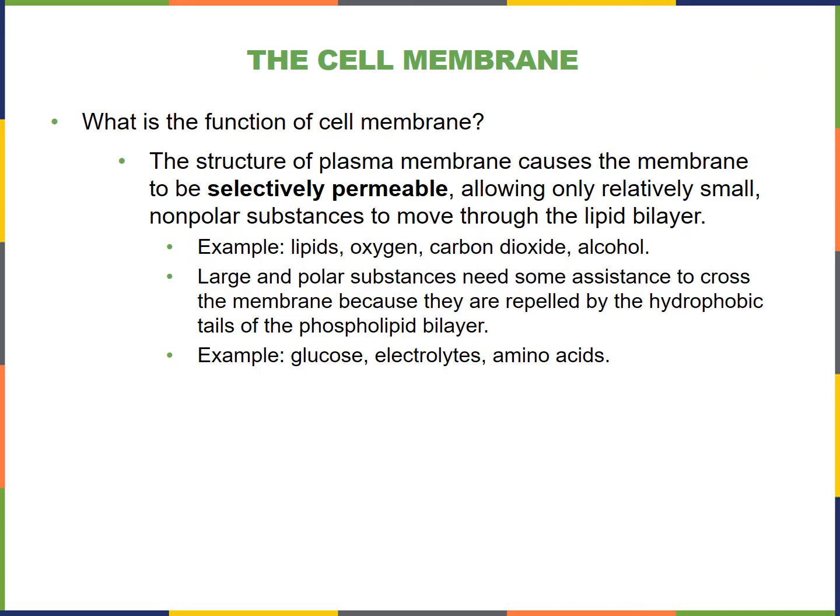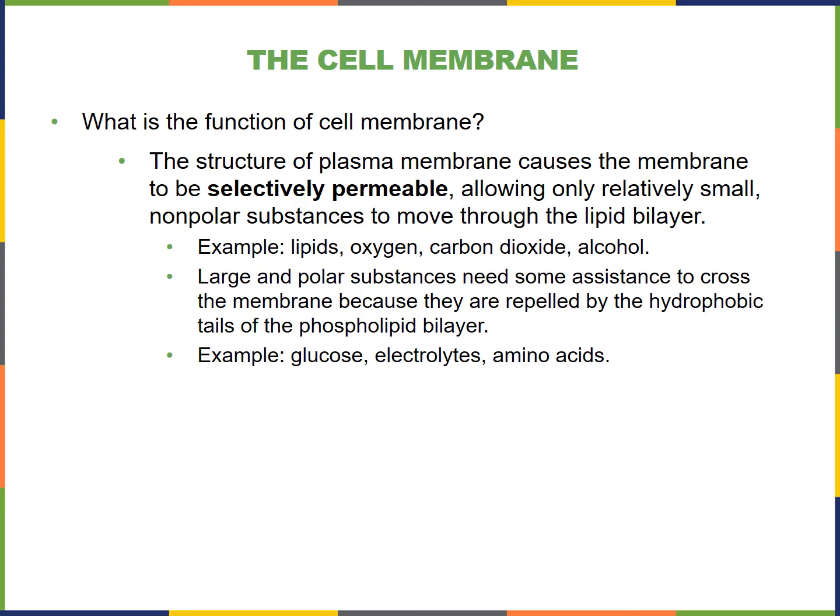So what is the function of the cell membrane? The cell membrane protects the cell and regulates what can get in and out, so no harmful material can get in, and no valuable material can get out. The structure of the plasma membrane causes the membrane to be selectively permeable, allowing only relatively small nonpolar substances to move through the lipid bilayer. Examples: lipids, oxygen, carbon dioxide, and alcohol.